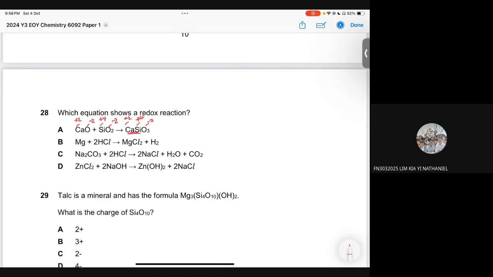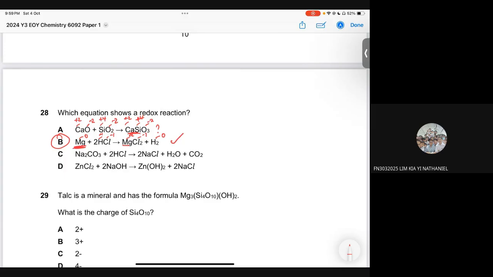But those of you who cannot figure out this one, you can just put a question mark first. We sort out the rest. Okay. Next one, Mg, 0. H is +1. Therefore, Cl must be -1. Mg here is +2. Cl is -1. H is 0. Actually, you look at B, clear cut. B is a redox. I just circle B here. So A, even though I do not know, B is quite clear cut because the magnesium oxidation state went from 0 to +2. Therefore, this must be a redox reaction.